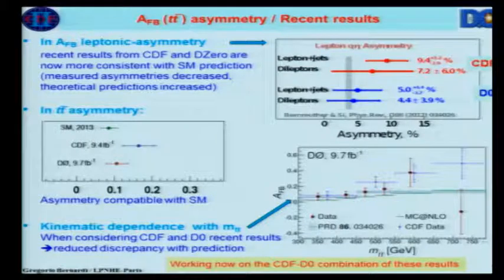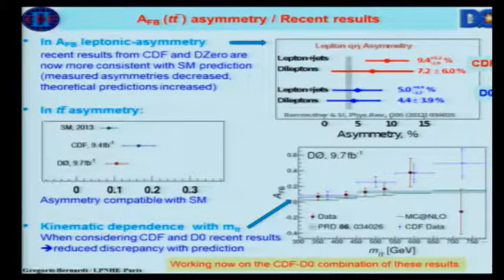The leptonic asymmetry, you see that D0 is in good agreement with the prediction. CDF has a very slight excess, so we can see that in the leptonic asymmetry there is no issue. In the TT bar asymmetry, one can note also that the prediction has slightly increased because of higher order correction and also electroweak correction, which has been included. And the full data set has brought our data a little bit down, so basically this is also compatibility with standard model. And finally, the kinematic dependence, which was also quite tantalizing, in CDF is still visible.